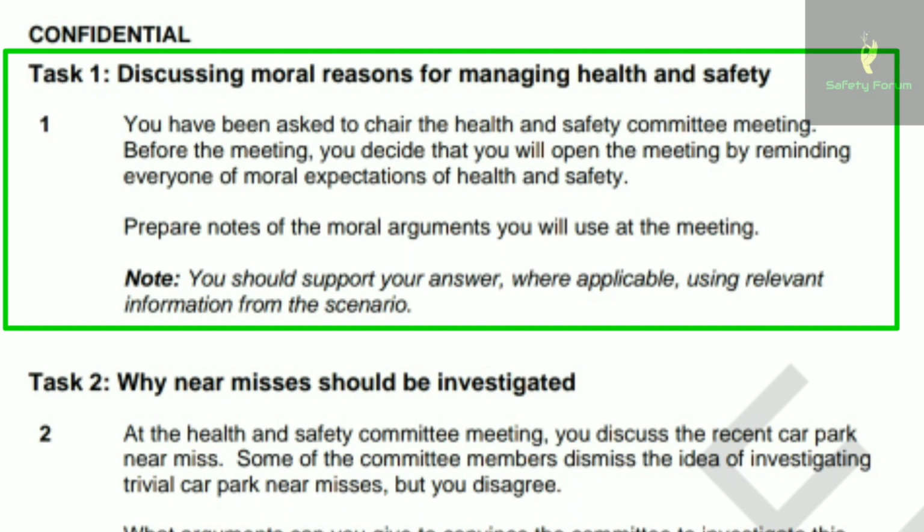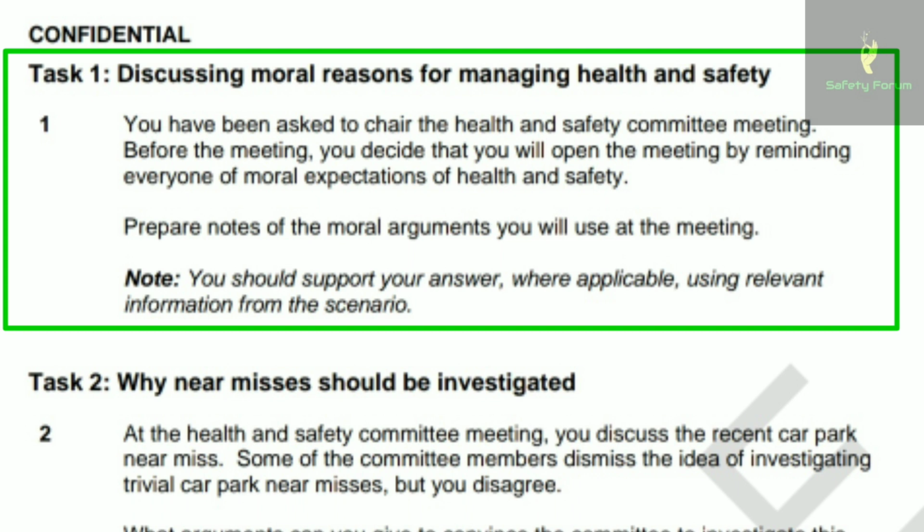The 3 reasons all of us know, right? The legal reasons, the economic or financial reasons, and the moral reason. So instead of asking for all 3 reasons, here they are asking you for the moral reason. You have to explain it with moral arguments, or the moral points have to be included.